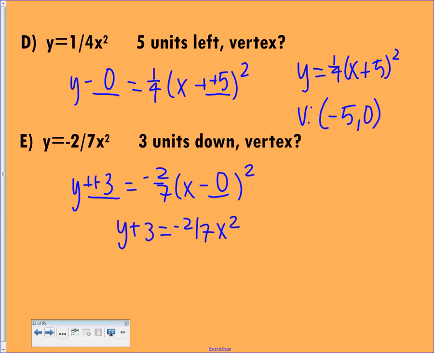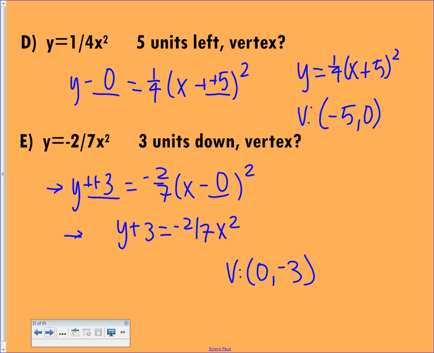Okay, these two formulas are the exact same thing. It just depends on which way you like to see it, and you're also going to have to be able to read it in both ways. So my vertex is usually at 0, 0, but I didn't move it right or left, so that's still 0. But I moved it 3 units down, so 0, -3.